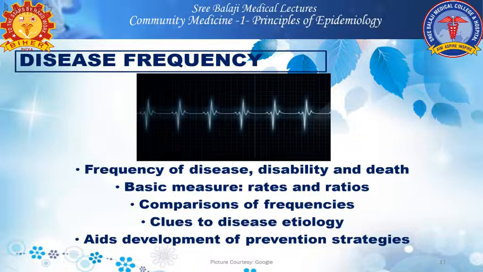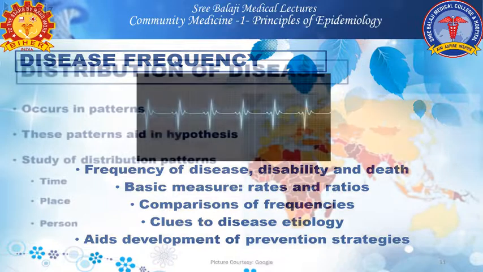Disease frequency refers to the frequency of some disease or disability or death. It is basically measured by using various parameters. You can compare the frequency of different diseases, and this usually gives a clue to disease etiology and also helps in development of prevention strategies.